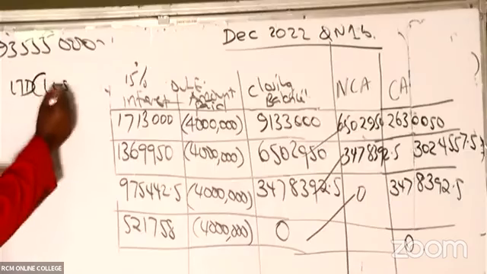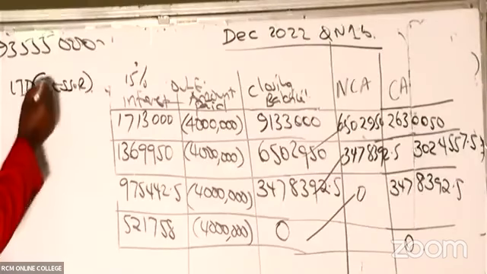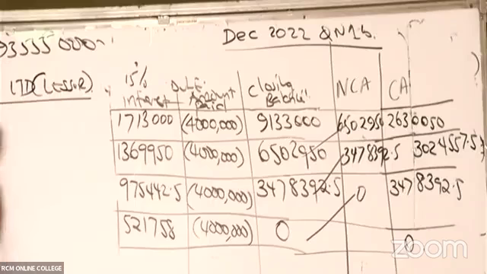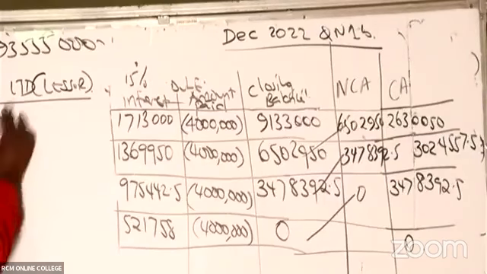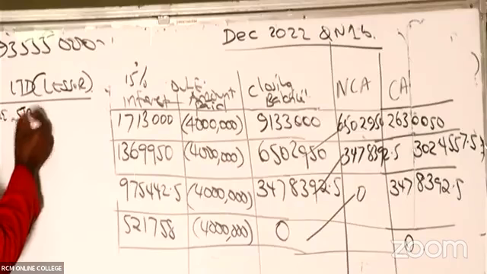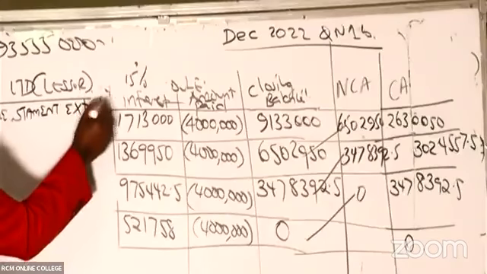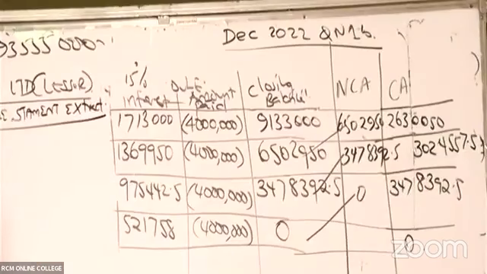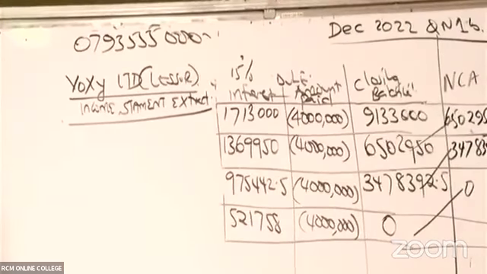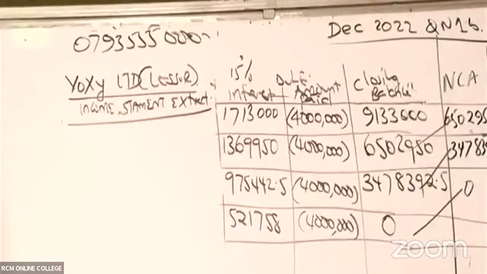Voxy Limited, lessor, income statement extract. So remember, we have our ES. Voxy Limited, lessor, income statement extract.